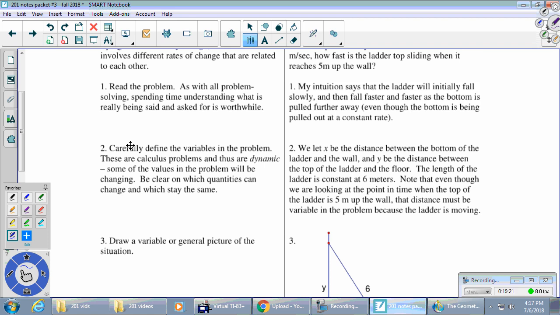Well, we didn't put a 5 in the picture. We put an h in the picture. The h became 5 only at the end after we took the derivative. So be clear on which quantities can change. Those ones need to have variable names. And if there are some that are truly constant, then you can just put the constant. You don't need variables for those things.